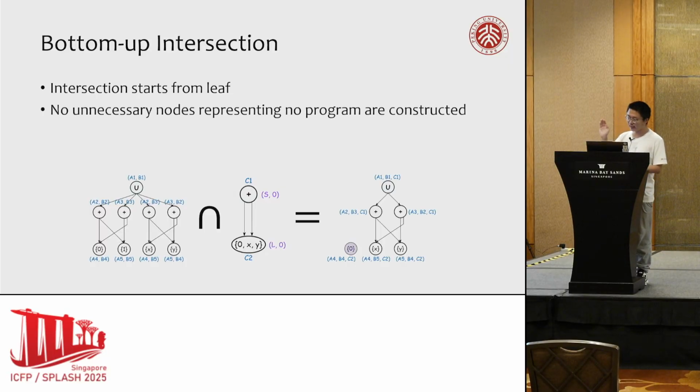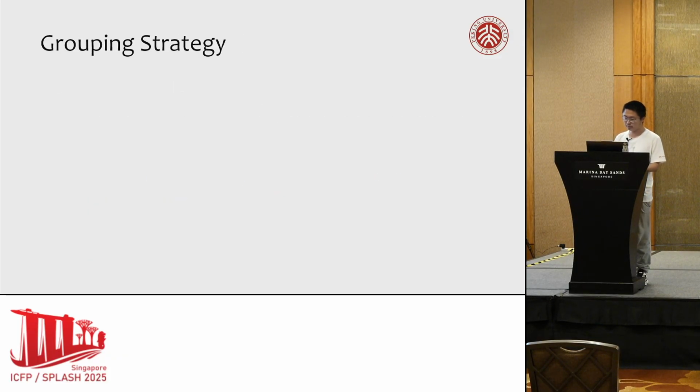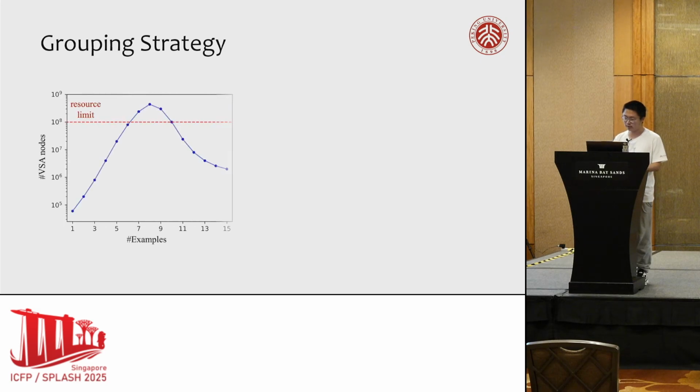As the intersection starts from leaf, all nodes have corresponding valid programs. You can see that bottom-up intersection constructs fewer nodes in the same example. Now it's time to build a PBE solver based on these techniques.